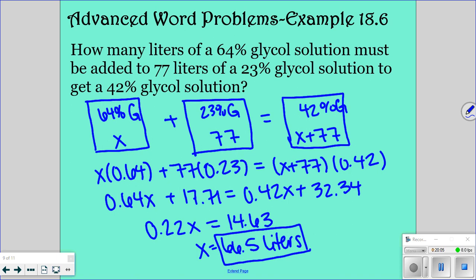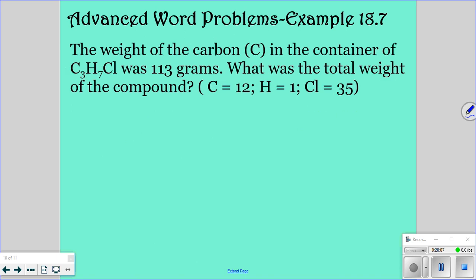Okay, so now we're going to look at one more example. The weight of the carbon was 113 grams. What is the total weight of the compound? So this is going to be where you set up ratios. And it may seem like it's more of a chemistry question, but the book is just trying to help you with some math so that when you do it in your science class, it's a little bit easier.